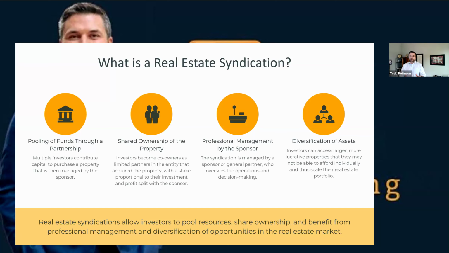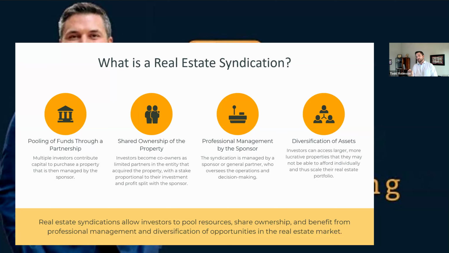And through that partnership, the property is purchased, money is made, and money is shared at the end via a capital transaction, capital event, or a refinance, which is also a capital event. But as you see here on the slide, it's a pooling of funds through a partnership. There's shared ownership. So limited partners who purchase a property through a real estate syndication, although they're limited in nature via voting and management, which we'll talk about in a minute, actually have a direct ownership stake in the real property itself. And so that provides a lot of comfort to investors that are looking to get into real estate.